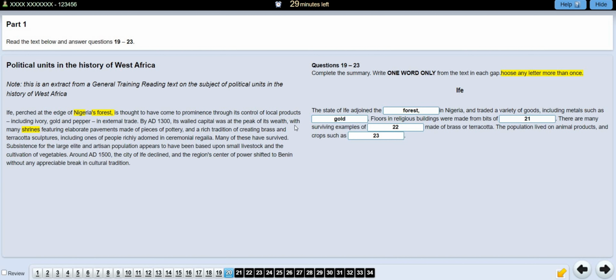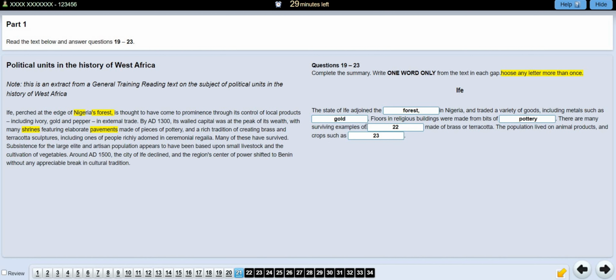The capital was at the peak of this wealth with many shrines. Religious buildings featured elaborate pavements. These pavements were made from pieces of pottery. Pavement was made from pottery.